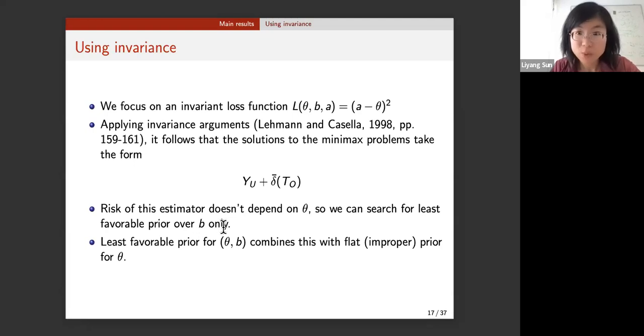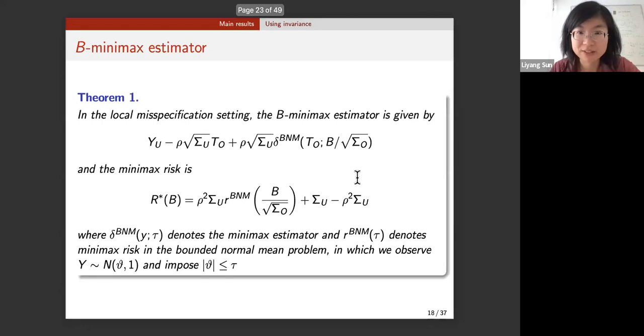And with the squared error loss, we can do some further simplification. And this shows that the B minimax estimators have to take the form that's additively separable in the GMM estimator that imposes zero bias, together with an adjustment term for the potential bias in the GMM estimator once the bias is no longer zero. So the adjustment is based on the over ID test statistic.